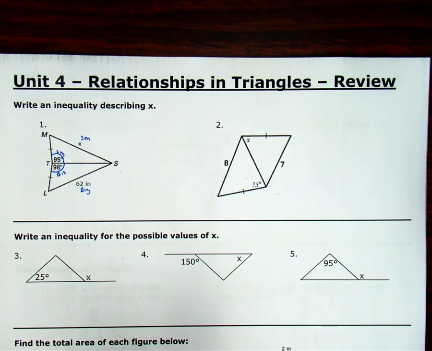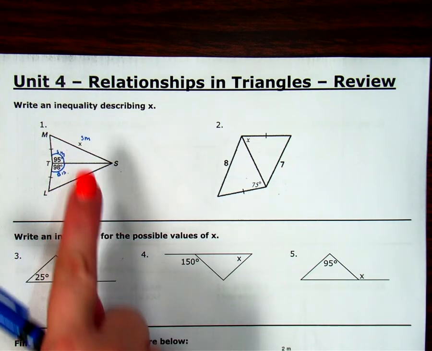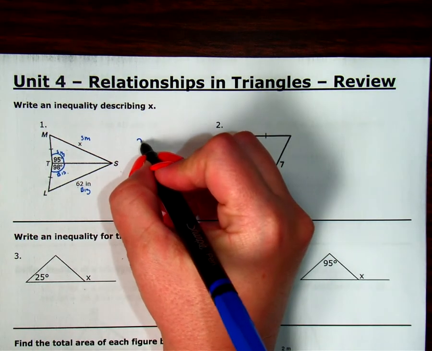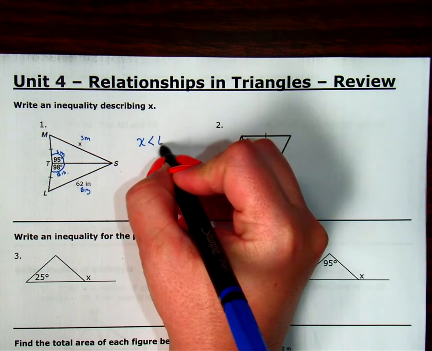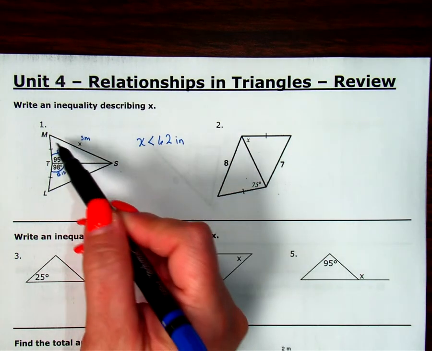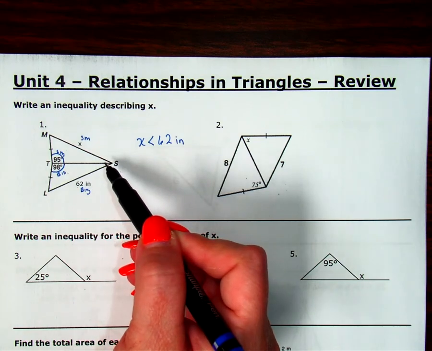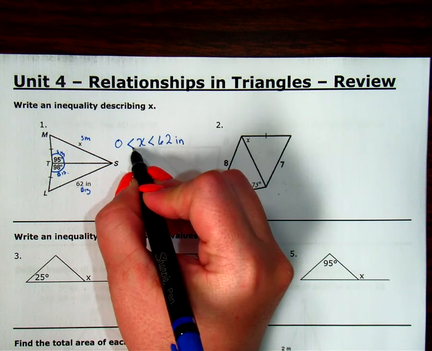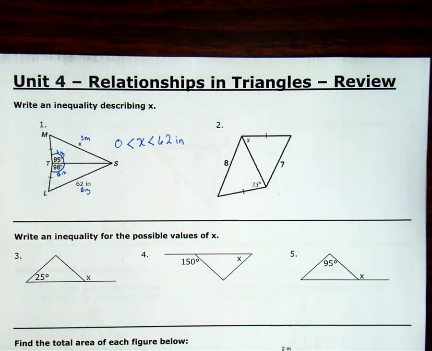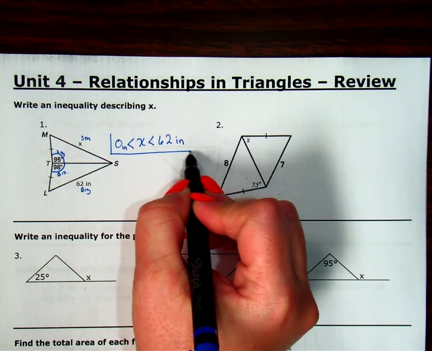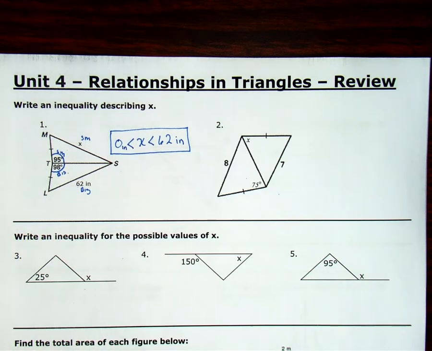So when I want to write an inequality describing x, I know that x is going to be smaller than 62 inches. But since it's a side, I know it also can't be 0 or negative. So I know that 0 and anything below that has to be less than that side. So x is going to fall somewhere between 0 and 62 inches. We should probably put inches to stay consistent.